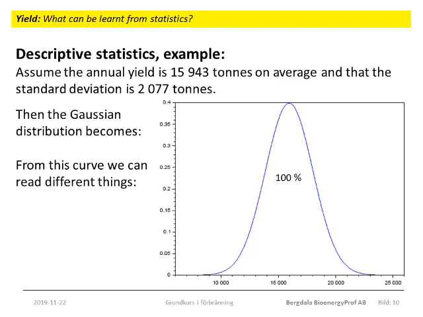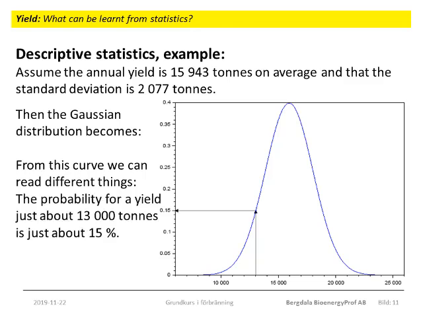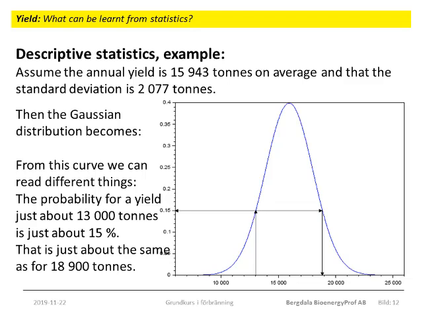Here is an example in which the mean value is an annual yield of 15,943 tons and the standard deviation is 2,077 tons. The diagram extends across 8 standard deviations, 4 below and 4 above the mean value. And the area underneath the curve will represent 100% probability. The yield will not be less than about 9,000 tons and it will not be more than about 23,000 tons. From this curve we can now read that the probability for a yield about 13,000 tons is just about 15%. And because of symmetry, the same holds true for a yield of 18,900 tons.